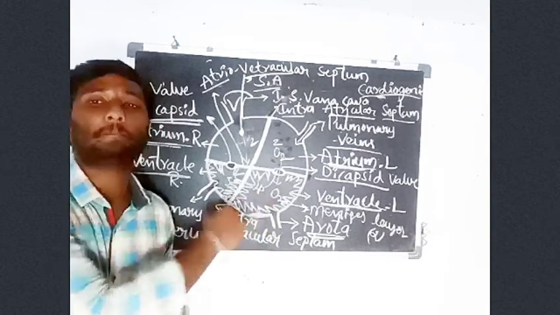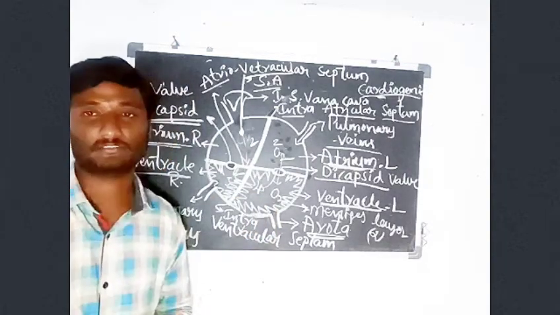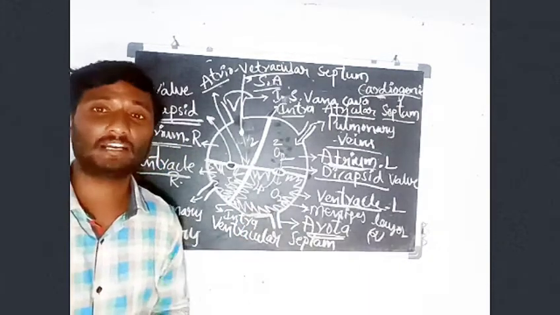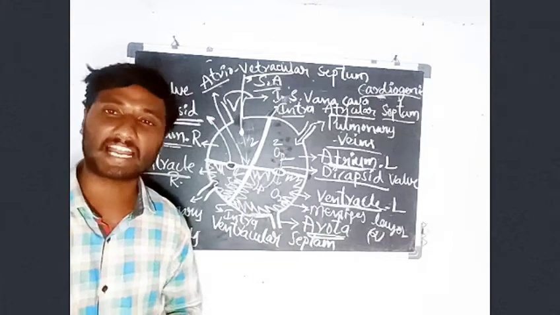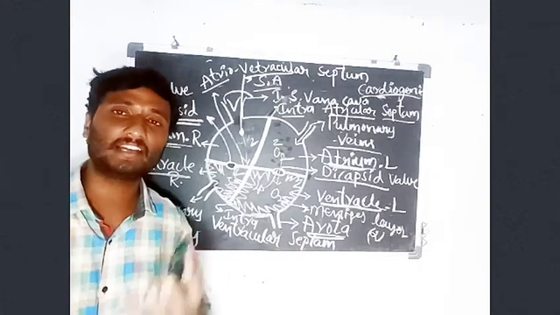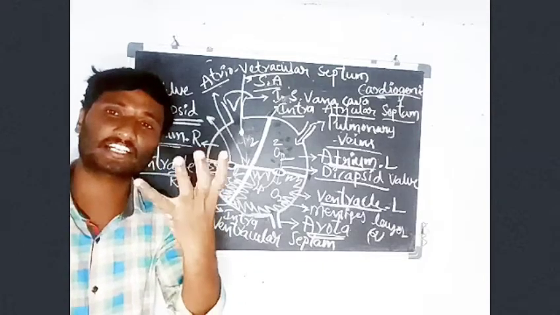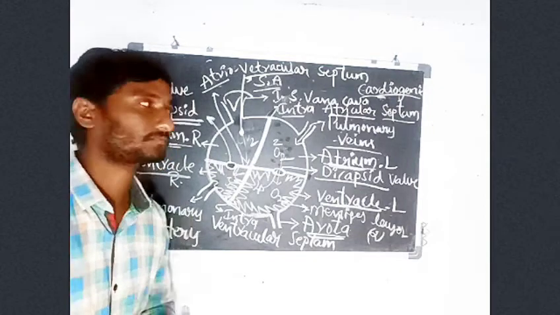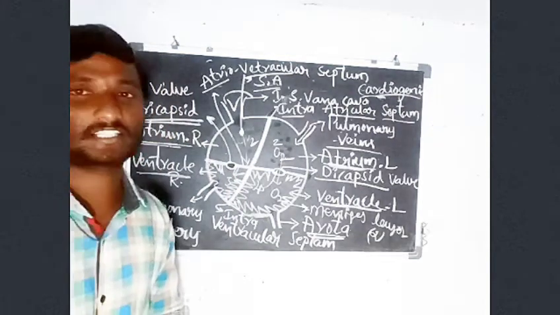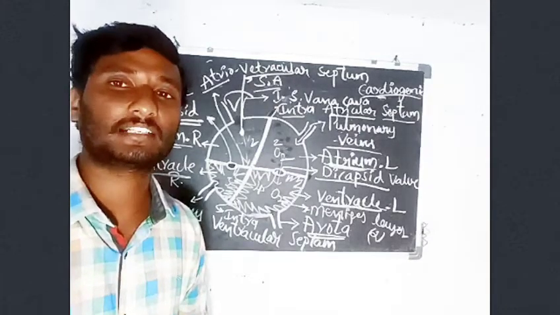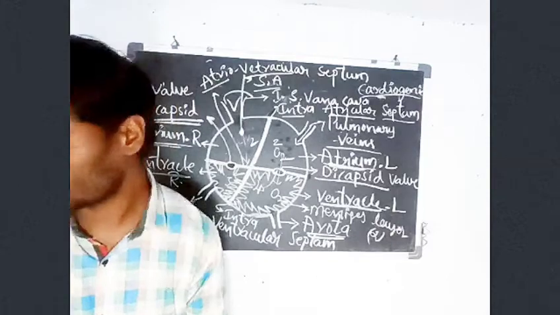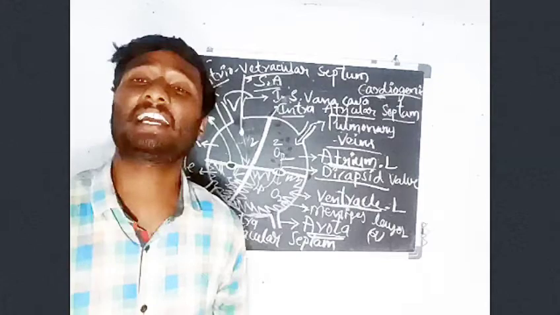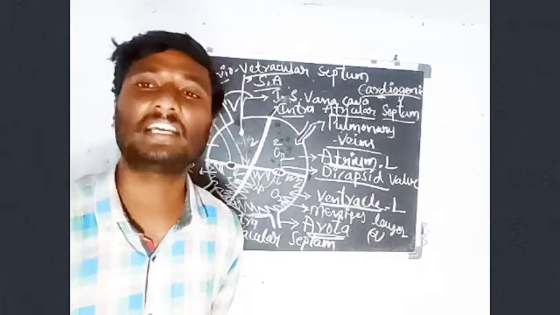That is the main function. When the electric waves spread in the chamber, automatically all cells are activated and participate in the contraction and relaxation process. Okay? This is the internal structure of the human heart. Today is enough. Tomorrow, in the next class, we will discuss the cardiac cycle, which is nothing but the circulation process.